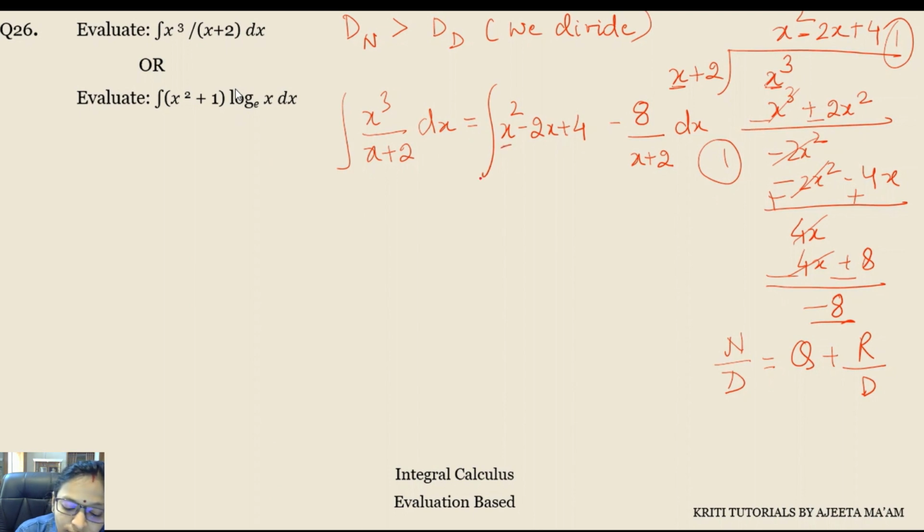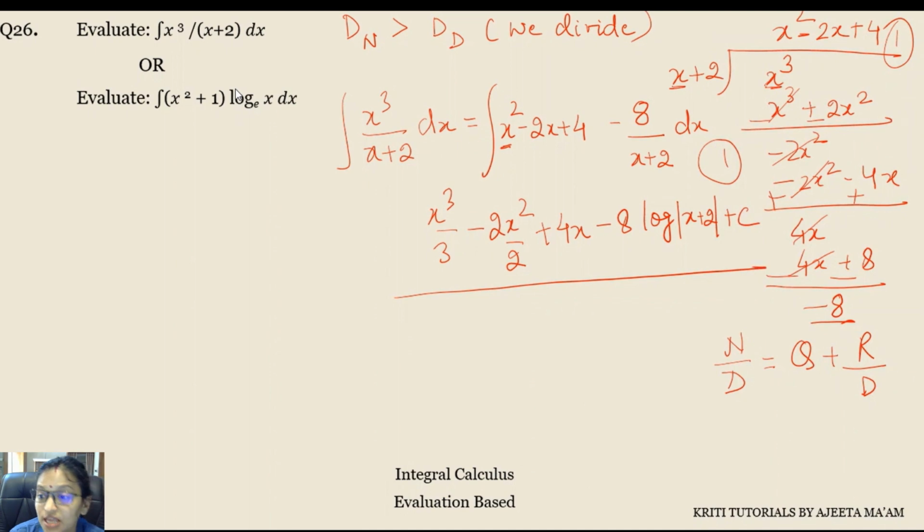The integral of x square is x cube by 3. The integral of 2x, as we all know, is 2x square upon 2. The integral of 4 is 4x, and minus 8. What is the integration of 1 upon x plus 2? It is log of x plus 2. Simple integration, and plus c. Do not forget plus c. If you don't write plus c, half a mark is deducted.